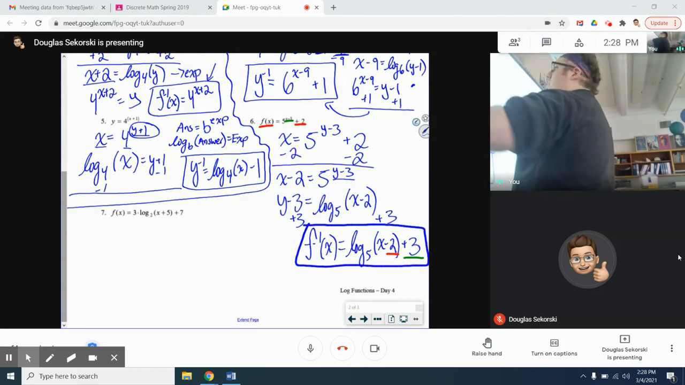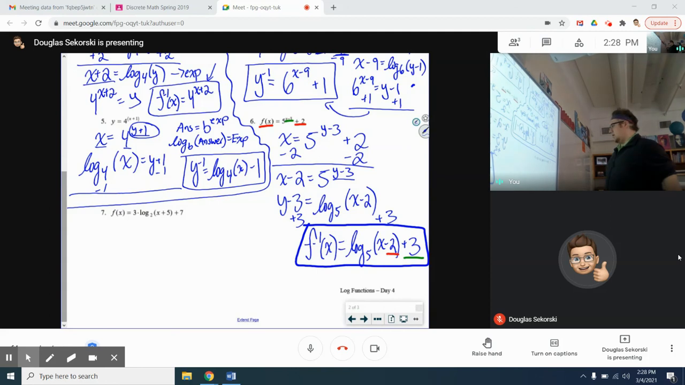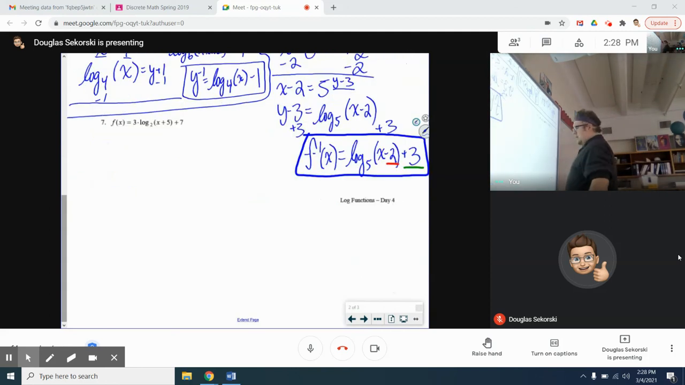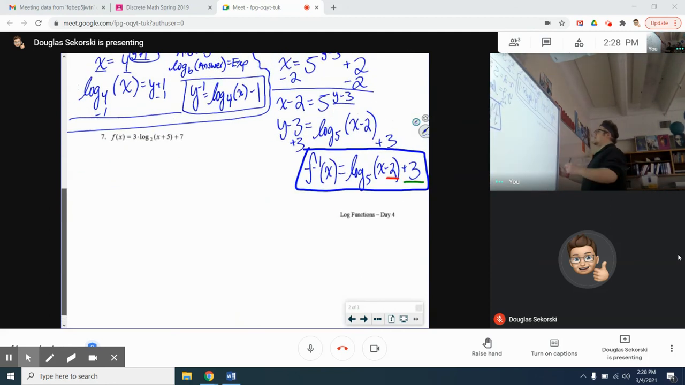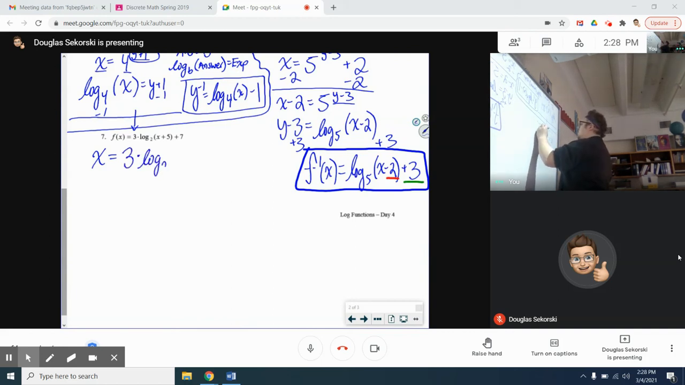And we have one more. And this one's a little bit of a doozy, so I'm going to need a little extra room here. The reason I say it's a doozy, we just have that multiplier of a 3 on the outside, so it's going to look a little different. So just remember we have to isolate the logarithm first. So x equals 3 times the log base 2 of y plus 5, all plus 7.